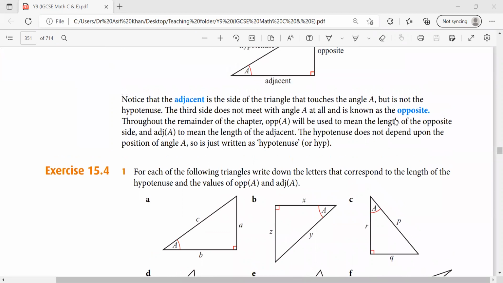There are three terminologies we use. Number one is adjacent. Number two is opposite. The third one is hypotenuse. Hypotenuse, adjacent, opposite: three sides are there. Whenever we talk about a right angle triangle, these three sides will exist. Where will these sides be?